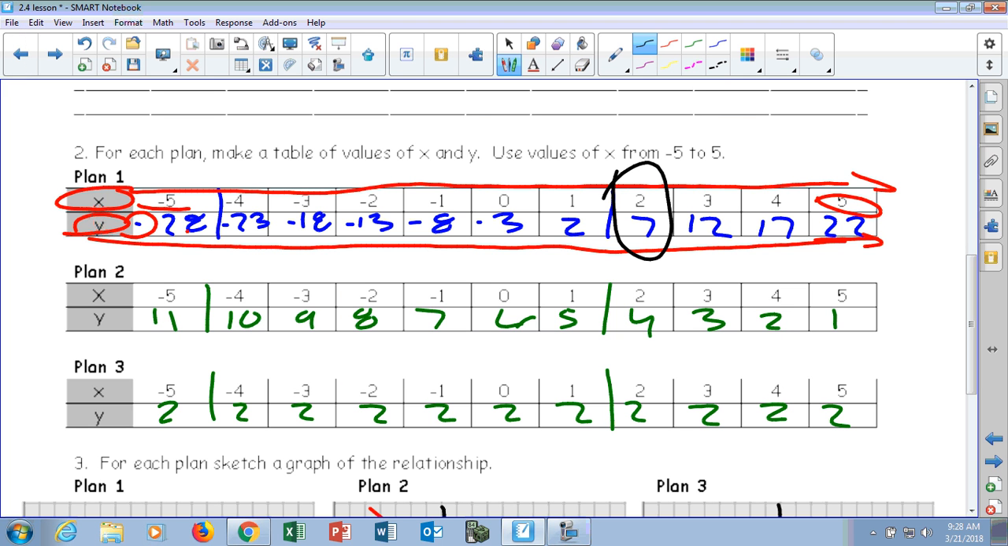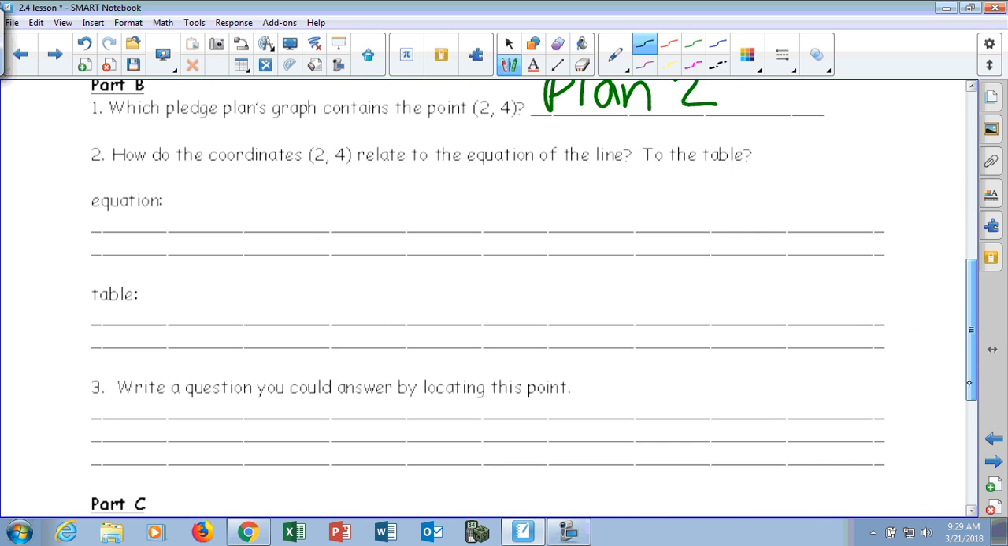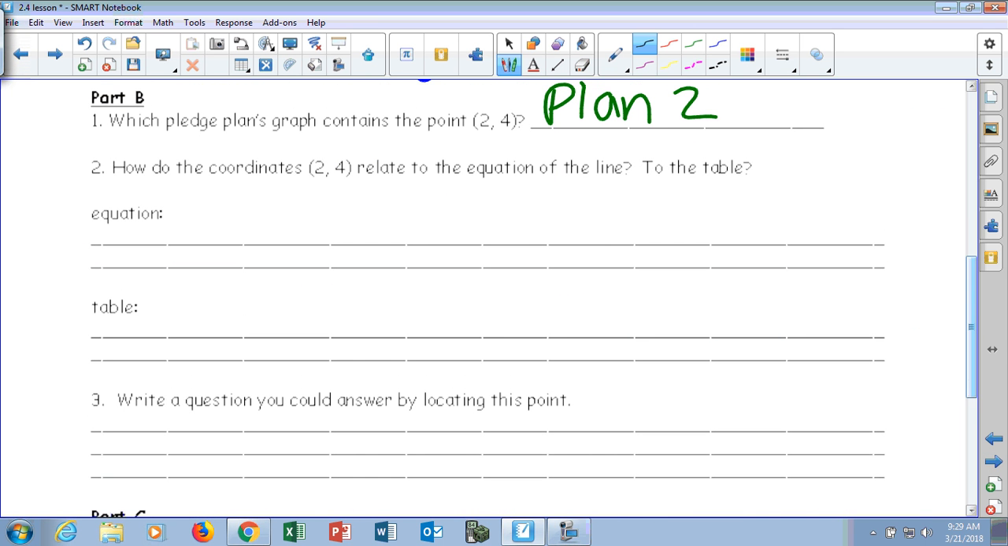Is your y 4 for plan 1? No. What about plan 2? X has to be 2 because they told us that, and our y has to be 4. Is that one true? Yeah. What about our last one, plan 3? X has to be 2 and our y has to be 4, but is y 4? No. So Brayden was able to do elimination there to find that plan 2 is the only one that's correct. Very good. Who got plan 2? Hand on your head.